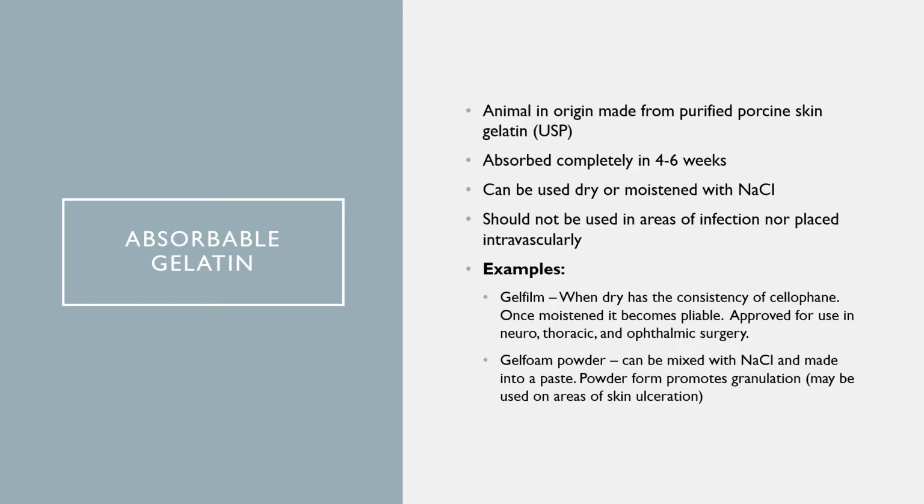And some examples of this are gel film. When dry, it has the consistency of cellophane. Once it's moistened, it becomes pliable, and it's approved for use in neurothoracic and ophthalmic surgery. So once that is moistened, we can bend it, shape it, and cut it to whatever size we may need. Next, we have gel foam powder. That can be mixed with saline and made into a paste. The powder form promotes granulation, so we may use the powder form alone when we're working on areas with skin ulcerations to promote that granulation.